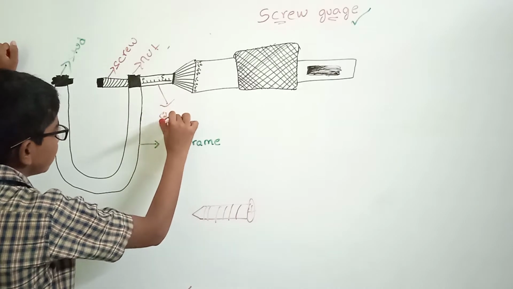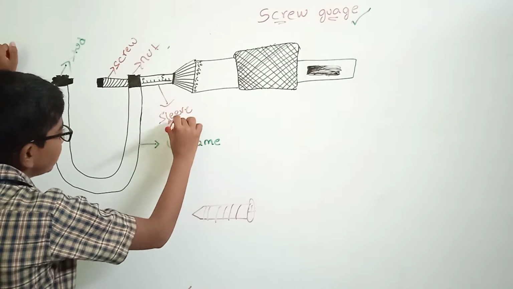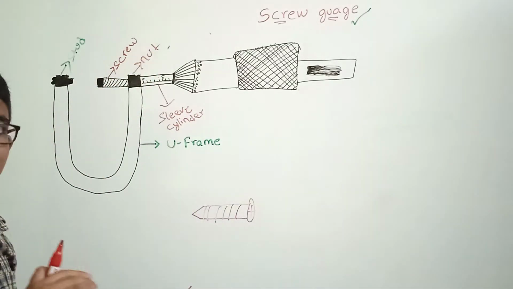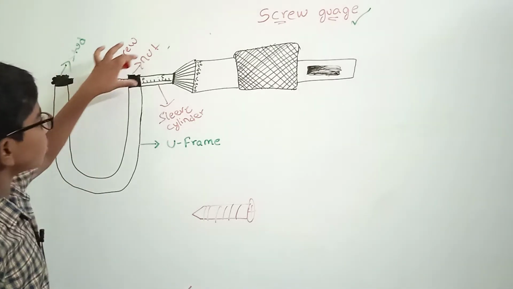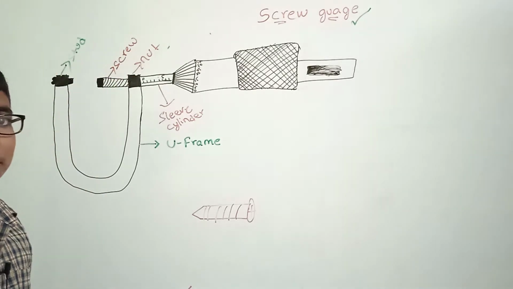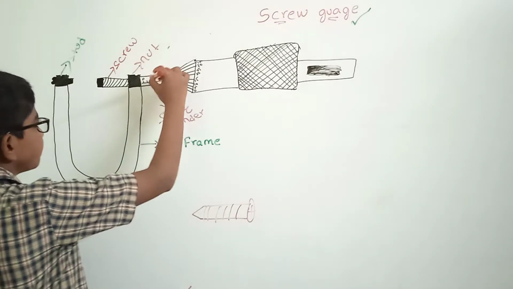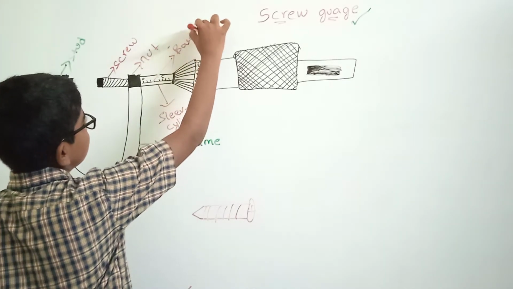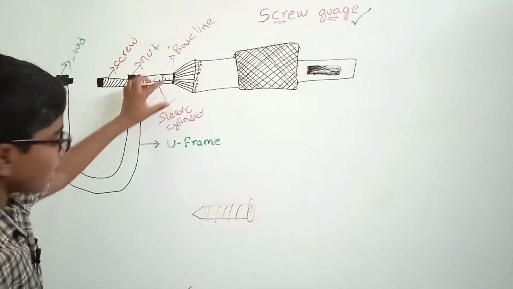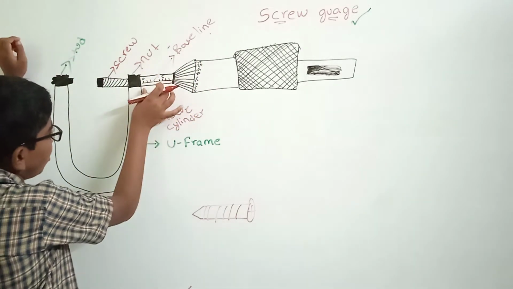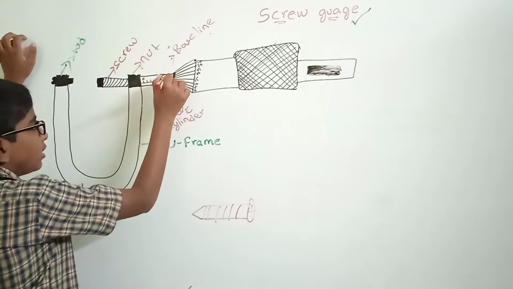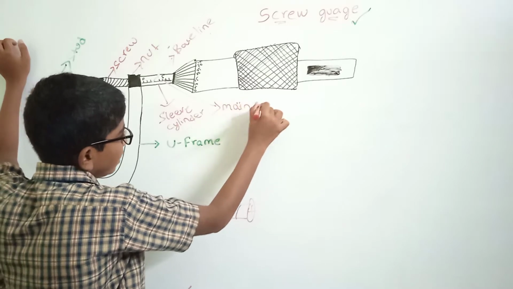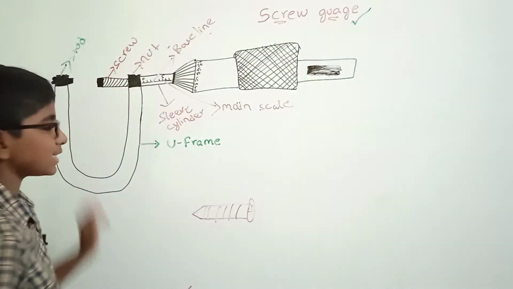Next, sleeve cylinder. Okay, this is known as the sleeve cylinder. Through the sleeve cylinder, the screw, this means the nut and spindle, is going through. This line is known as the base line. This is one type of scale to measure small distances. This scale is known as the main scale.